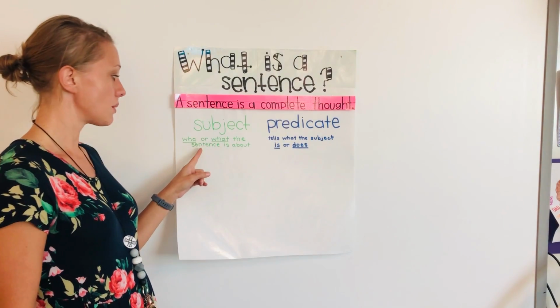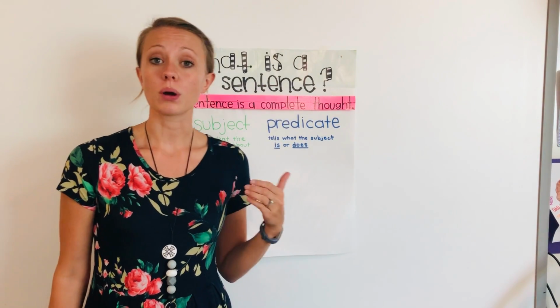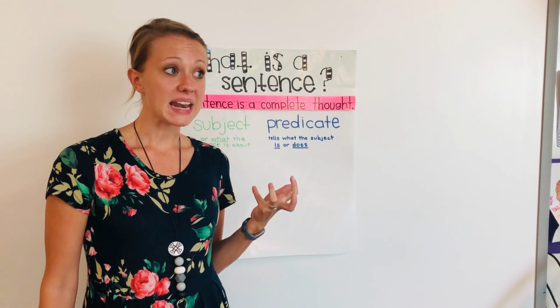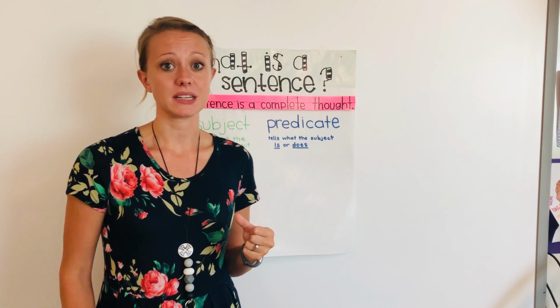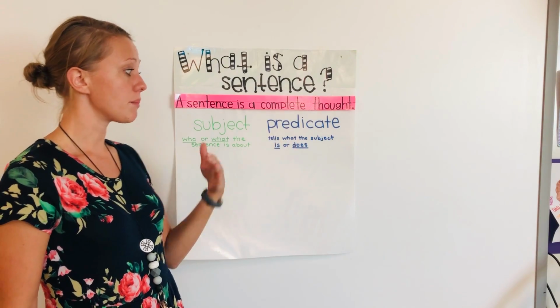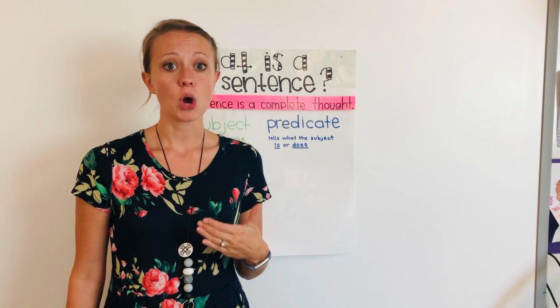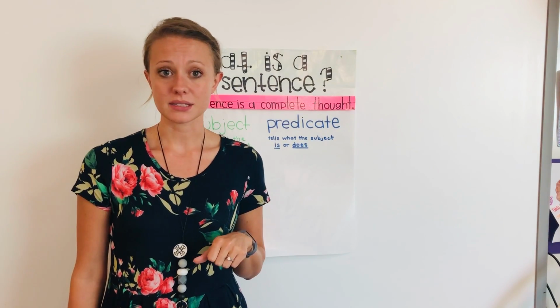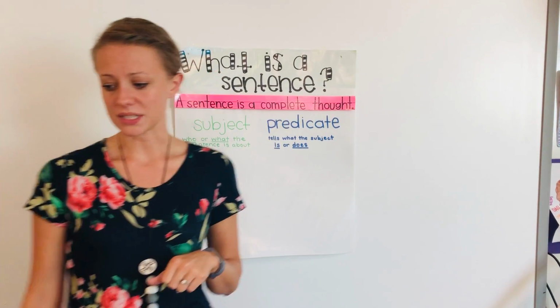First of all, a subject is who or what the sentence is about. It's the main idea, the person that's in the sentence. The predicate is a big word that just tells us what that person or thing is or does. Let's talk about a couple examples.